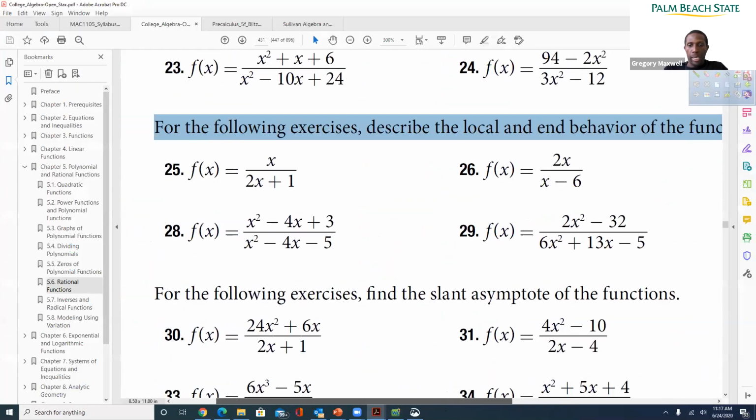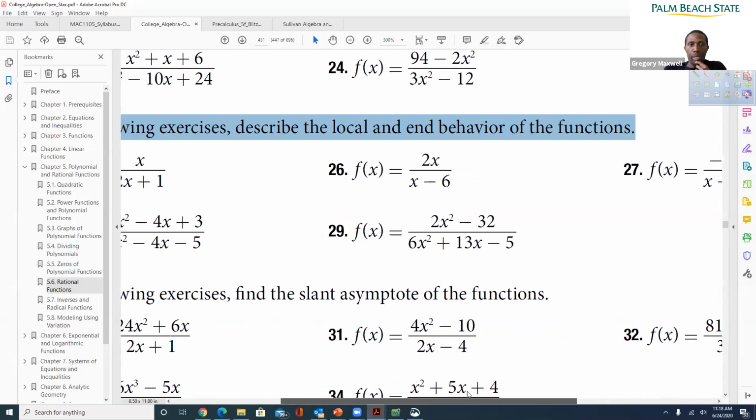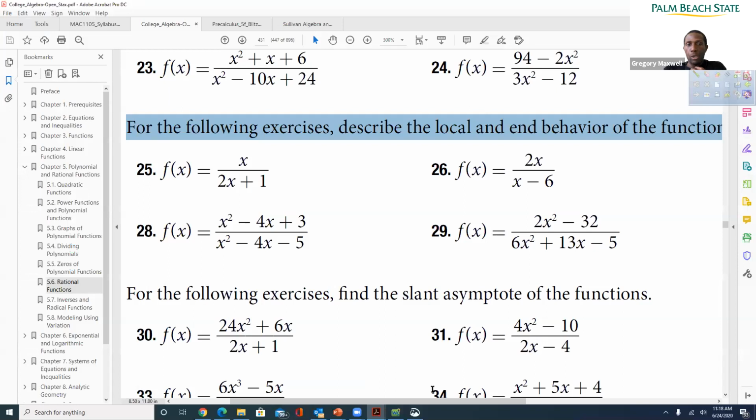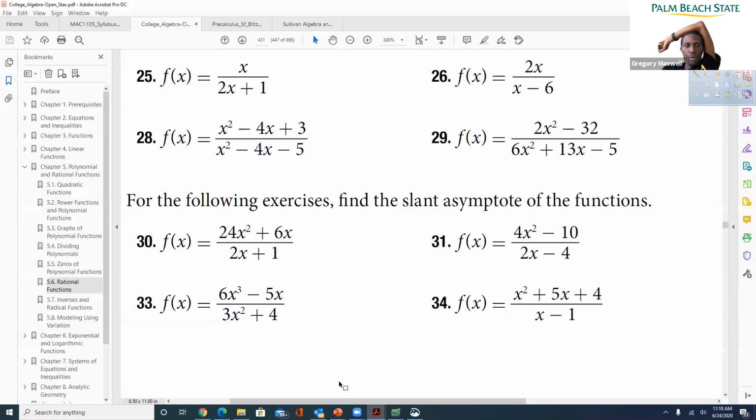So there was a question that says, what if the degree of the top is bigger than the degree of the bottom? The same thing you will do, you will sketch the graph and see what it does as you go toward the ends. Is it rising or is it falling? So let's take a look at one of these. Number 33 was the question.